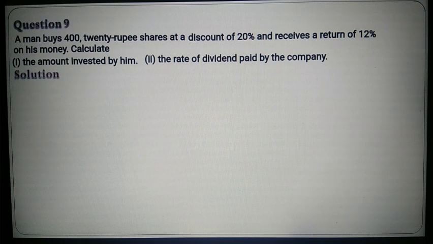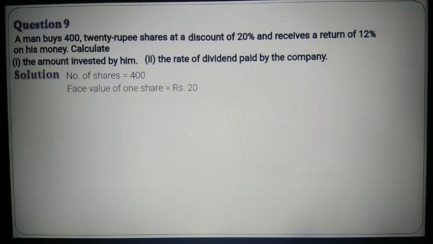Okay, so the next problem, number 9. A man buys 20 rupees shares, and again 400 is my number of shares. The question is the same, but here instead of a premium there is a discount, and a return percentage is given to you. So you need to calculate the amount invested and the rate of dividend.